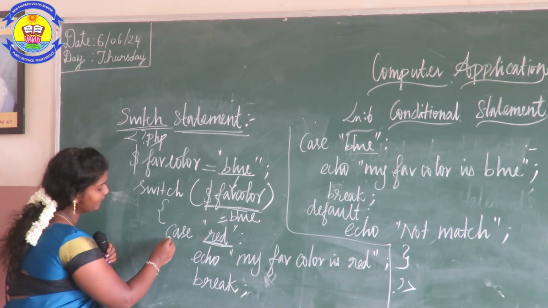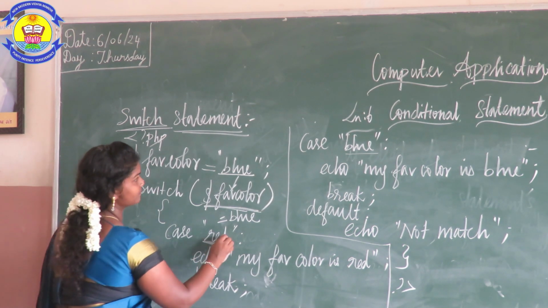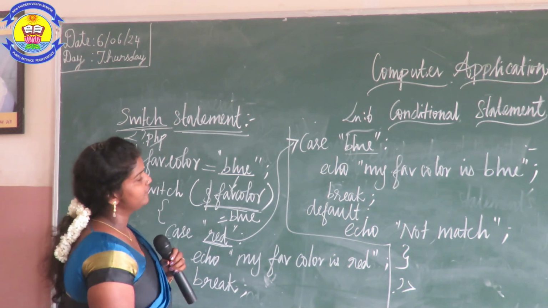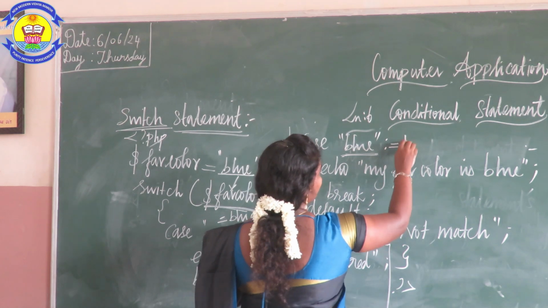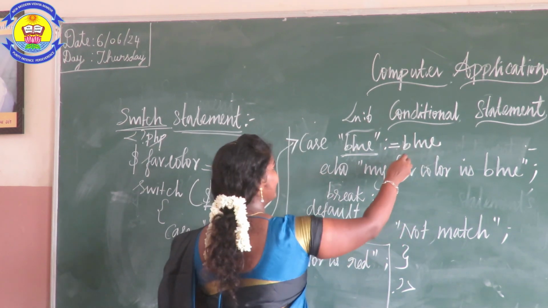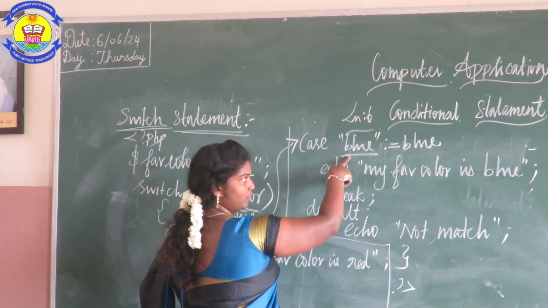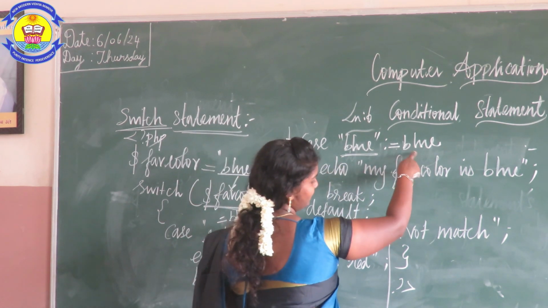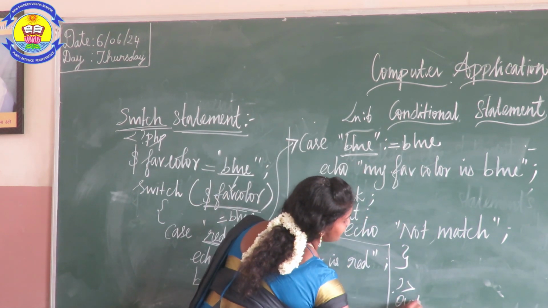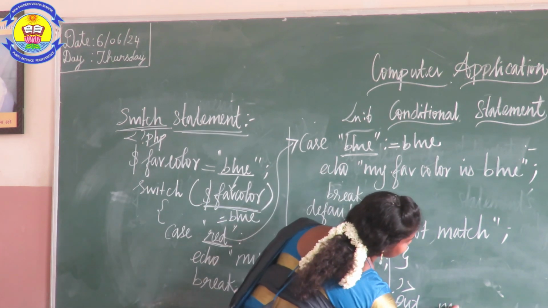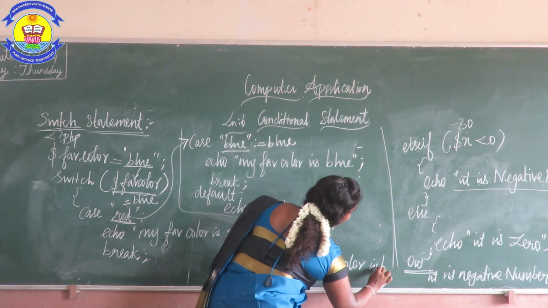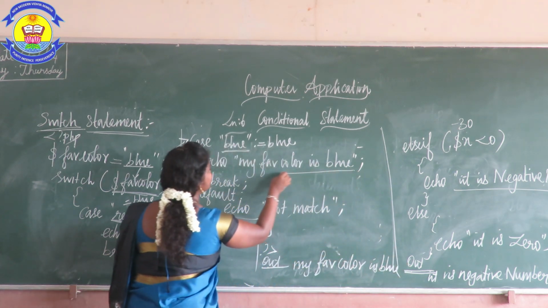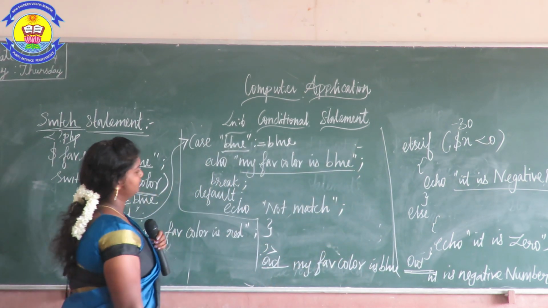So it will automatically move to the second case. Again I check the matching statement. Blue is equal to blue, because my value is blue and the statement value is also blue. So it is matching. My output is: my favorite color is blue. This line of the statement will be executed.